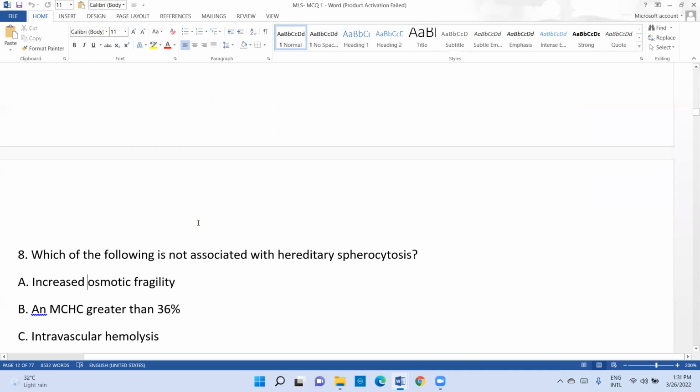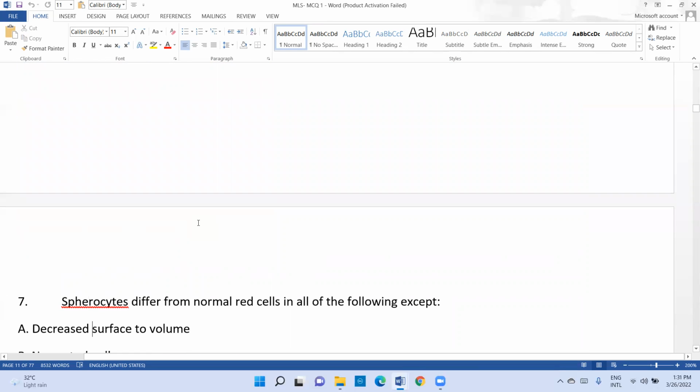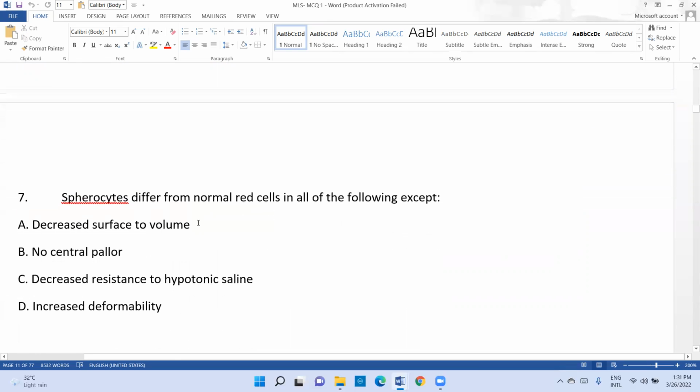Which of the following is not associated? We will go to the question. Spherocytes differ from normal red cells in all the following except: decreased surface to volume, no central pallor, decreased resistance to hypotonic saline, increased deformability. Decreased surface to volume, that is true, because now the surface is less. No central pallor, that is also true. No central pale area.